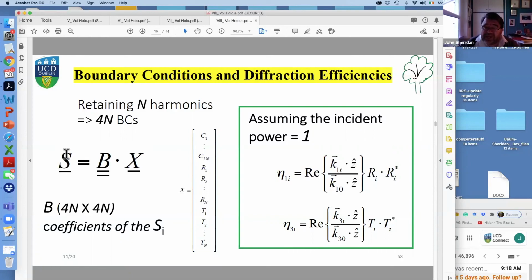And if we know what the S is, we can go away and find out what the transmitted beams are and what the reflected beams are. If we have an incident power equal to 1, then we can find the diffraction efficiency of the reflected beams, which is given by this, and the diffraction efficiency of the transmitted beams, which is given by this. These are basically obliquity type factors. We've got a normalization with respect to the input power, and basically we have the output angles. And we may have different refractive indices in medium 1 and medium 2.